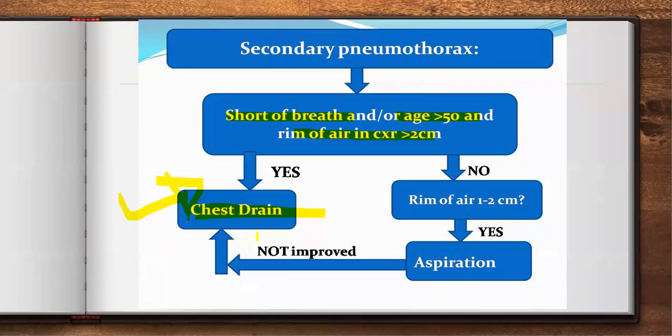Usually if you give chest drain, the patient should improve. But sometimes if the pneumothorax is very small, like less than 15%, the patient doesn't have any symptoms, and age is less than 50, then you can try aspiration. If aspiration doesn't help, then you go for chest drain.